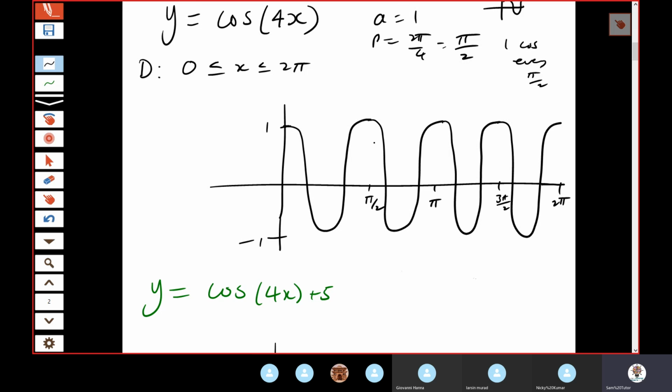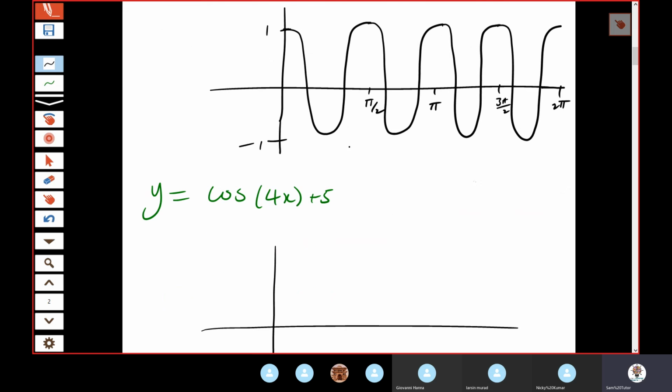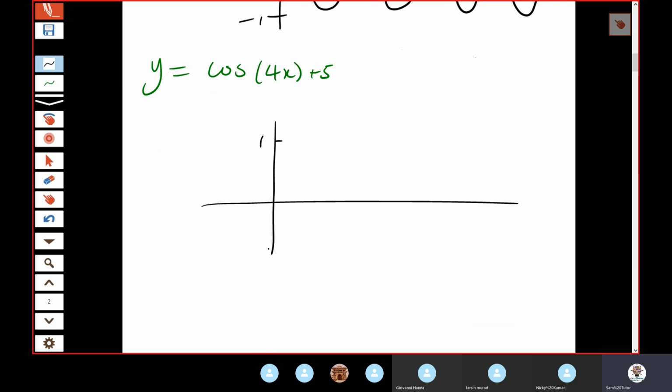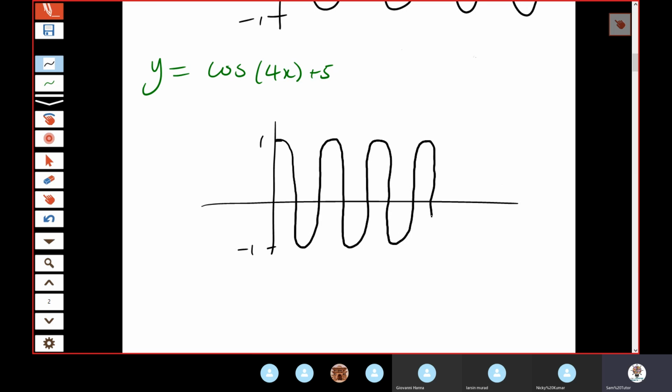It really is. So the way we do it, instead of moving up the graph 5, let me show you. I'll redraw it very carefully. 1, 2, 3, 4. Okay, that's 2 pi. That's pi, that's 3 pi. Okay, all right, perfect. Right, we've got this graph.